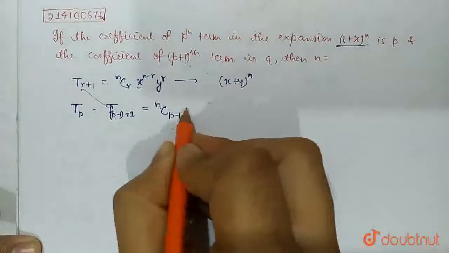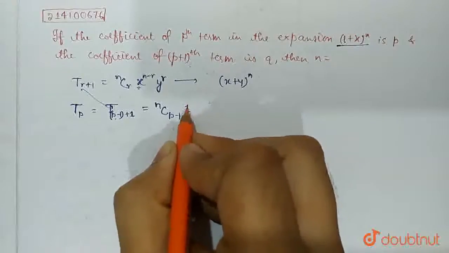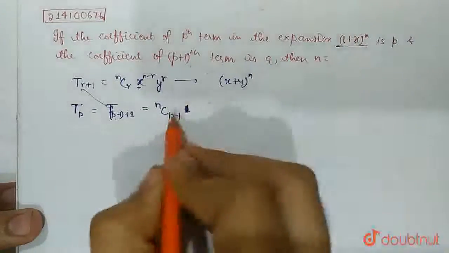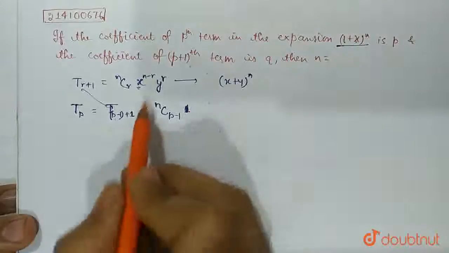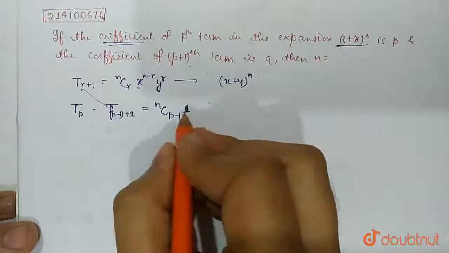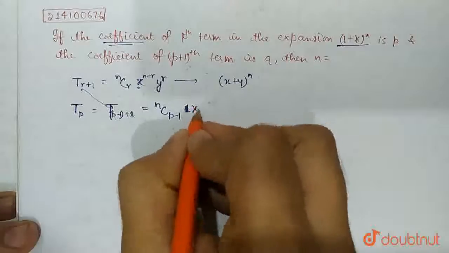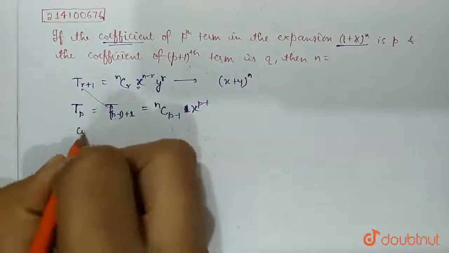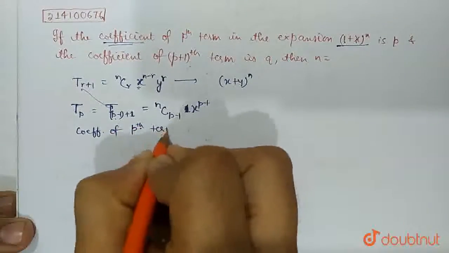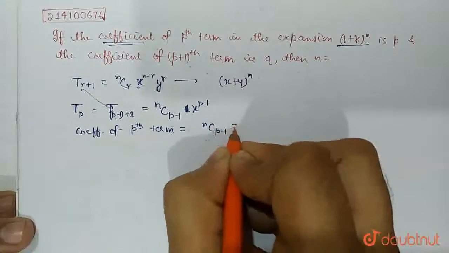So no need to write that because 1 raised to power anything is 1. And then comes the term x raised to the power p minus 1. But we are concerned about the coefficient here, so there is no need to write x. Let me write x, then I'll separately write the coefficient. X raised to the power p minus 1. So coefficient of pure term would be nC p minus 1 and that is given as p.